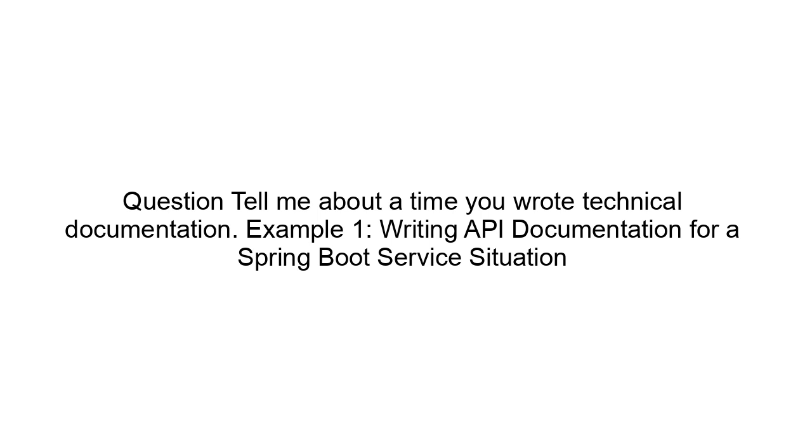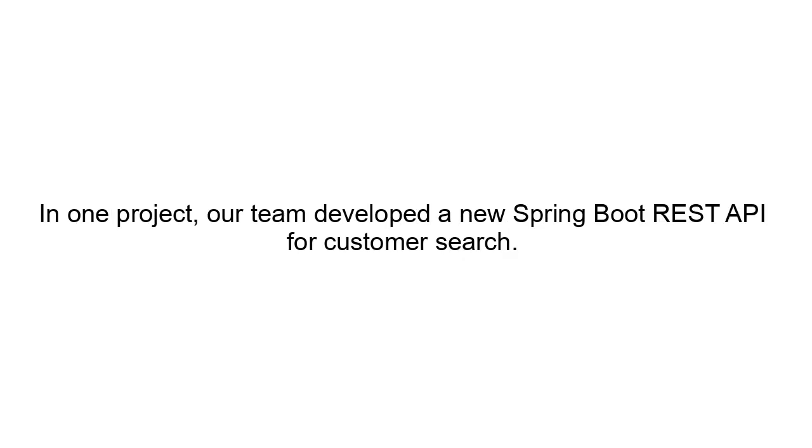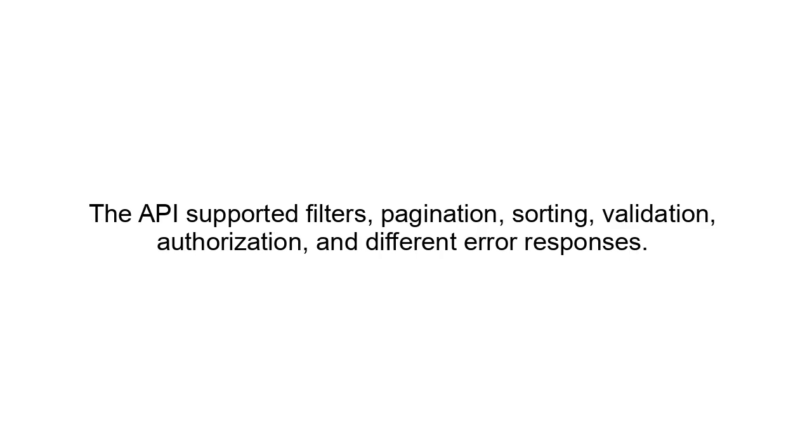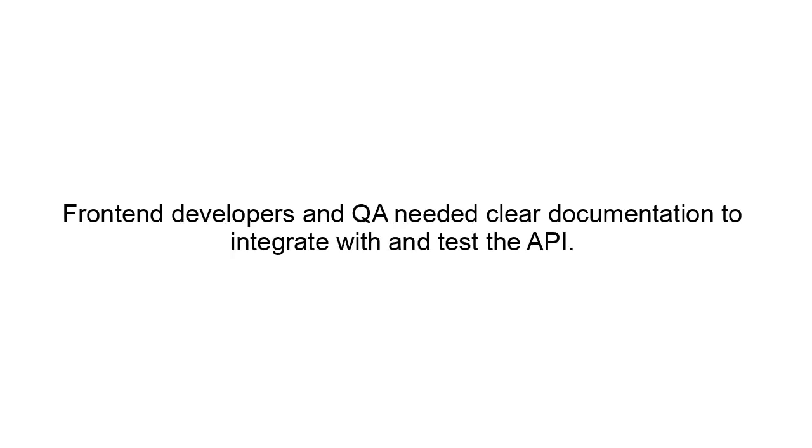Example 1. Writing API documentation for a Spring Boot service. Situation: In one project, our team developed a new Spring Boot REST API for customer search. The API supported filters, pagination, sorting, validation, authorization, and different error responses. Front-end developers and QA needed clear documentation to integrate with and test the API.